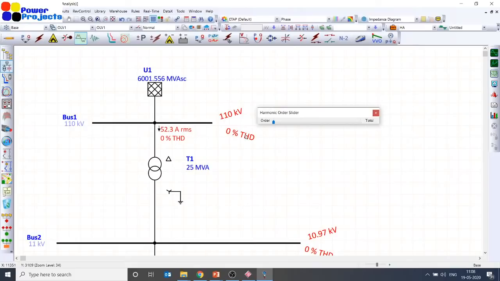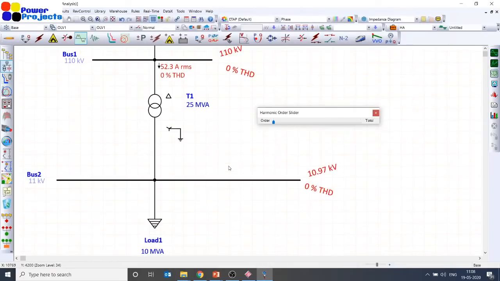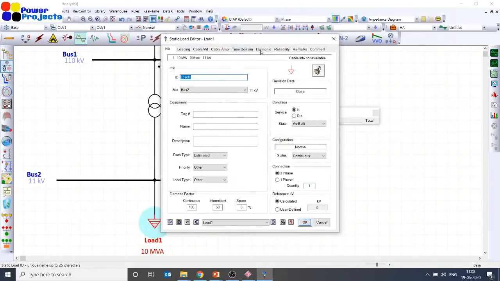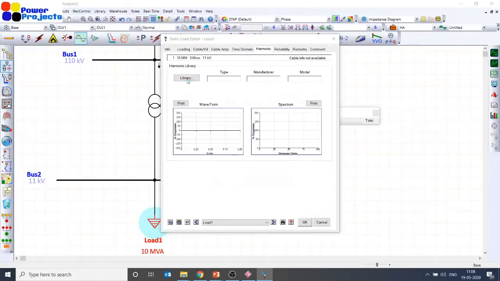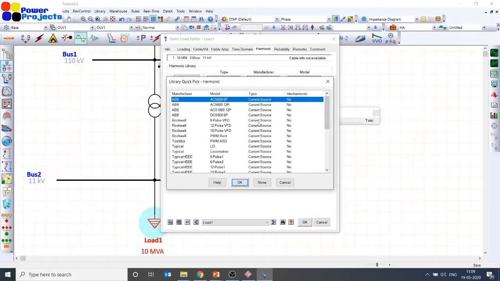So I have considered a pure linear load, so there are no harmonics at all. So let's introduce harmonics. The harmonic I am introducing is from the default library which is available in the model. You can take any manufacturer and choose some model numbers.